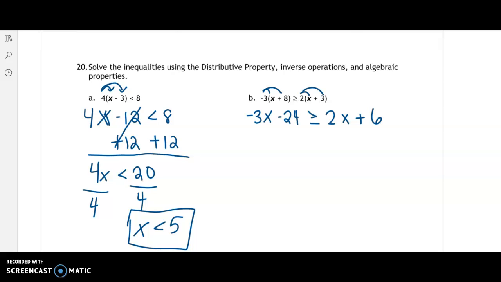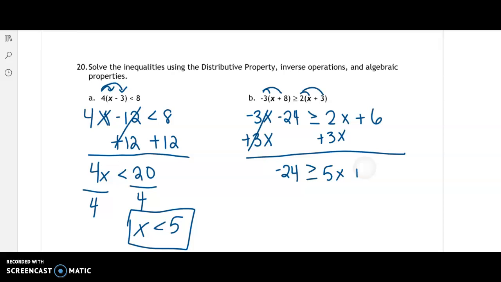All right, so now distributive property is done. I'm looking at both sides. I do not see any like terms on the left or the right. So that tells me I have to get next the variable on one side because it's on both sides. So I'm going to make this easier for myself and try to keep them positive. So I'm going to add this 3x, the opposite of minus, adding 3x on both sides. These cancel. Here I have negative 24 is greater than or equal to 5x plus 6.